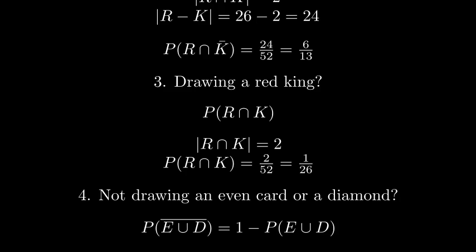So, we've now practiced calculating probabilities for various events, using complements and intersections. We've also set the stage for our next key concept, which will help us handle unions correctly.